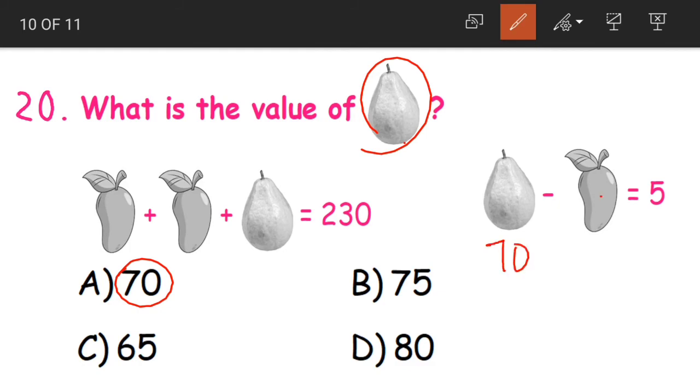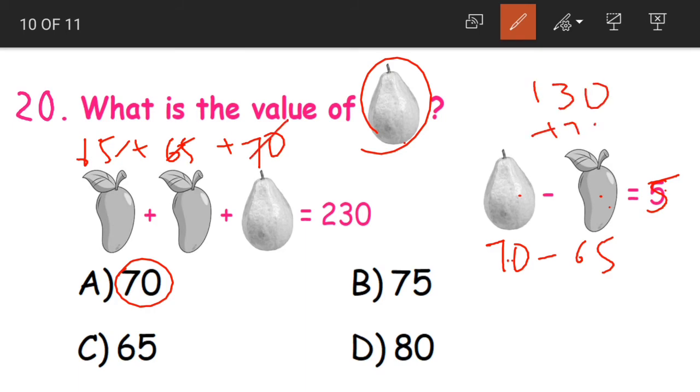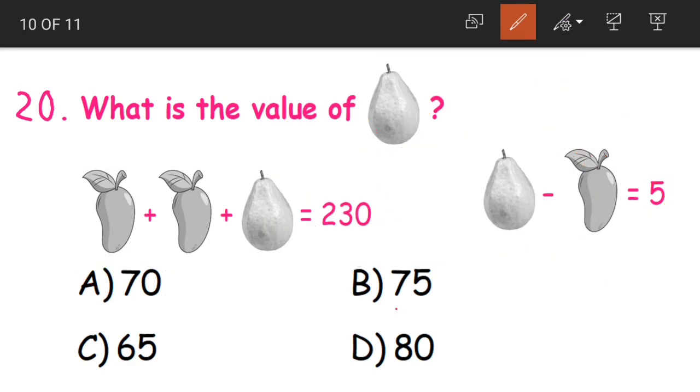When we keep 70, how much is mango? Mango is 5 less than pear. Yes, the difference is 5, right? So when we subtract 5 from it, it will be 65. Now pear is 70 and mangoes are 65. Add these all together. 65 plus 65 is equal to 130, plus 70 becomes 200. But here we are having 230. So option A is not the correct answer.